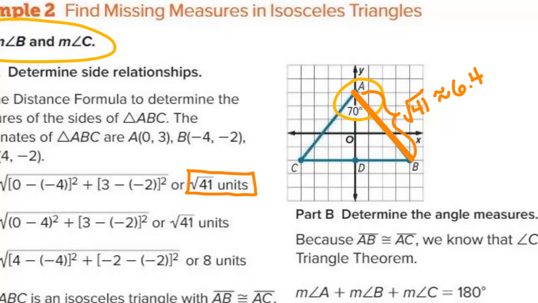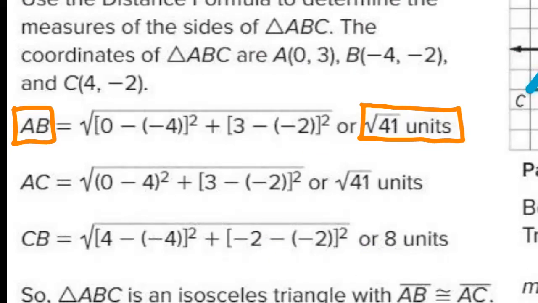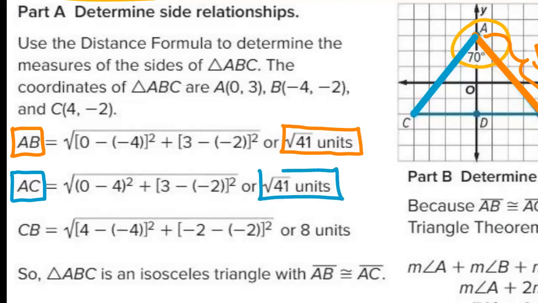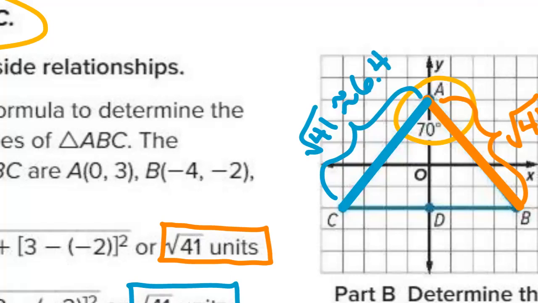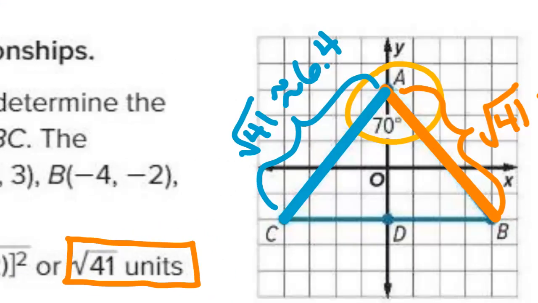Then they did the same kind of thing over here for side AC. They found the length of side AC using the distance formula, and they said that one was also the square root of 41, or about 6.4. So what do we know about these two sides? They're equal to each other. So side AB and side AC are congruent.